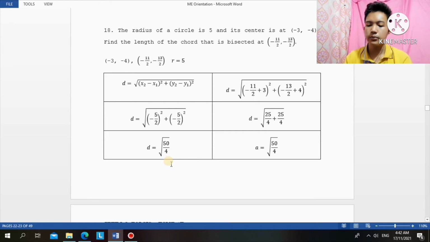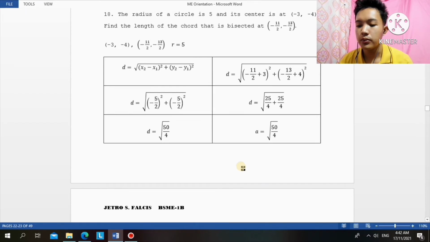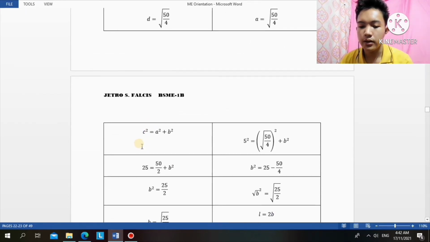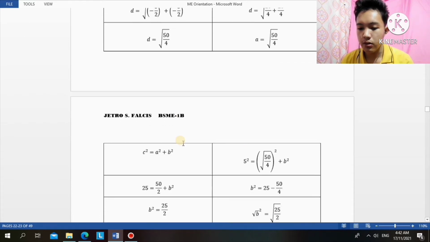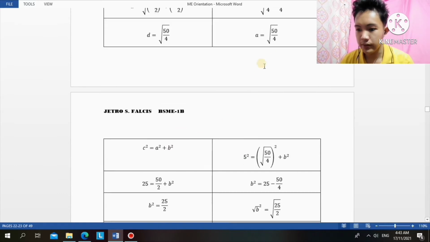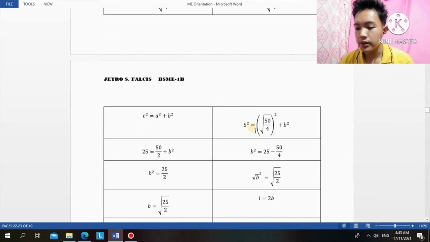So distance is equal to the square root of 50 over 4, or our A is equal to the square root of 50 over 4. So let's use the Pythagorean theorem again, which is C squared equals A squared plus B squared. So let's substitute. Our radius is equal to C, which is 5. Then our A is equal to the square root of 50 over 4. So our equation will be 5 raised to 2 is equal to the square root of 50 over 4 raised to 2 plus B squared.